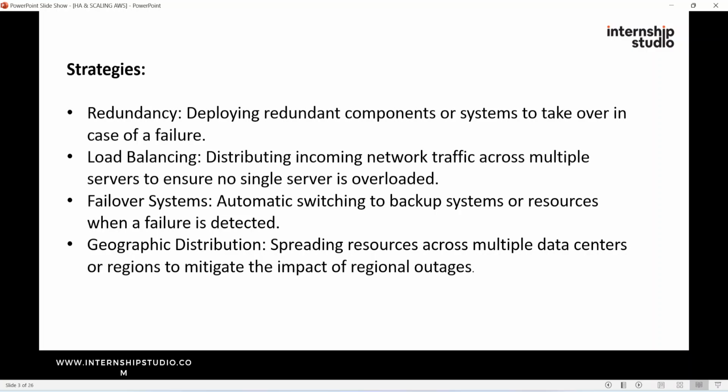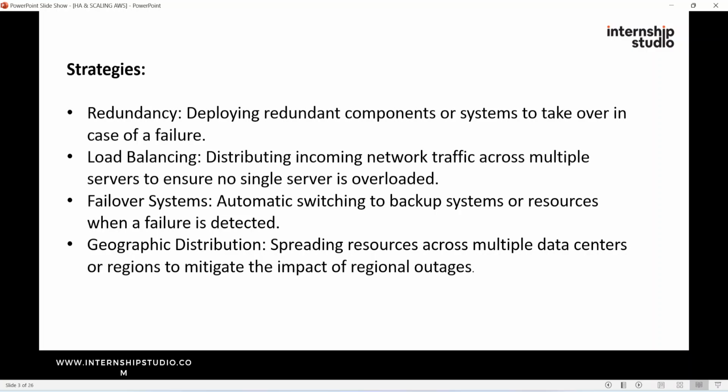Next we have failover systems: automatic switching to backup systems or resources when a failure is detected. For example, for backup we may have snapshots, or in the case of a Kubernetes environment we may have EKS clusters set up in multiple regions. So if the application is running on Kubernetes, we can quickly shift between the clusters of different regions.